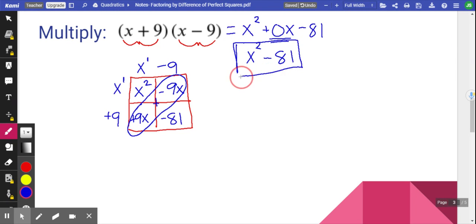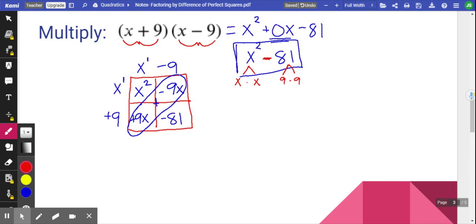So that's what happens when we multiply these. What we can see is that now we're left with a difference of squares. I have my subtraction, so I know it's a difference. X squared, I can factor into x times x, which means that's a perfect square. 81 can factor into 9 times 9, so it's a perfect square.